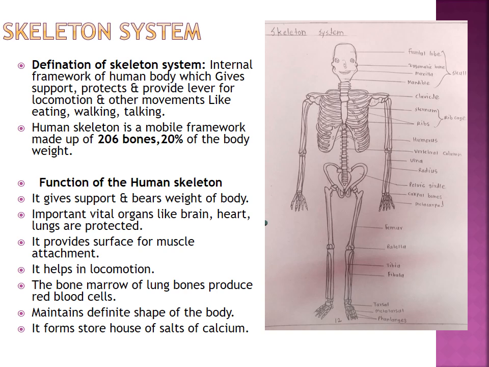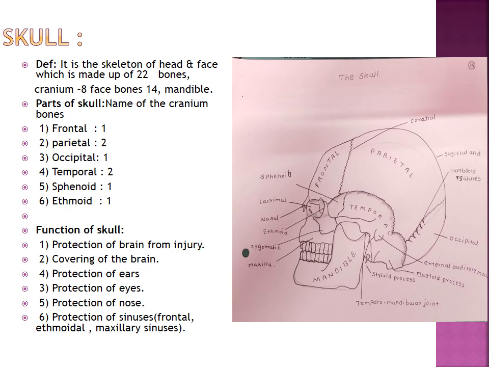The human skeletal system is made up of mainly 206 bones and it is 20% of the body weight. The main function is to give support, form the locomotory functions, and give muscle attachment. There is marrow in the long bones, which helps in erythropoiesis and other blood cell production, and it maintains the shape of the body.